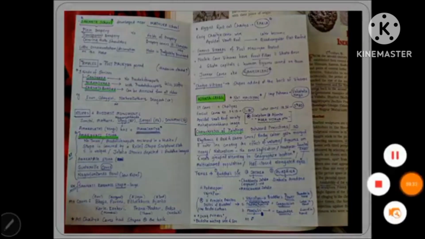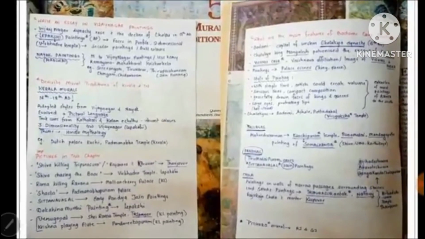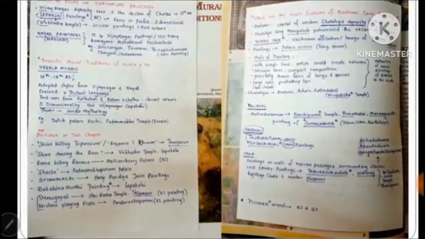This is chapter 5. So this can be important from the point of view of your mains. Essay on Vijayanagar paintings, mural traditions of Kerala and Tamil Nadu, the important pictures that have been given in this chapter. So this can appear in the form of an MCQ. Then the important features of Badami cave paintings. Such small things are given in this book, but they can be important questions.